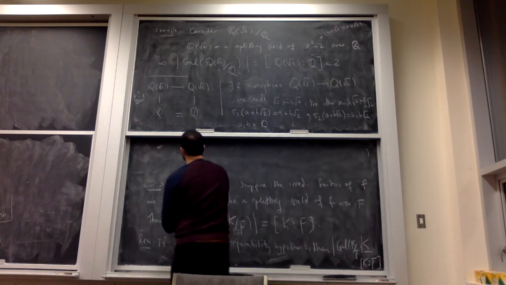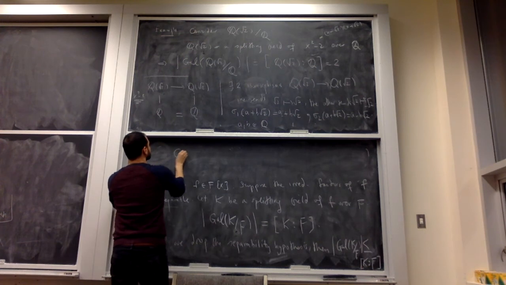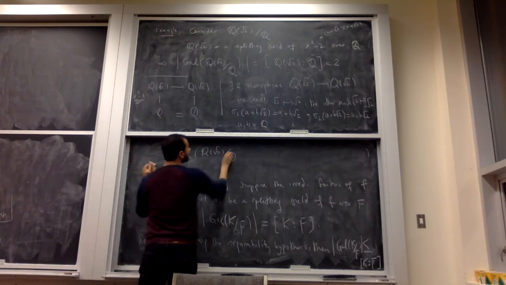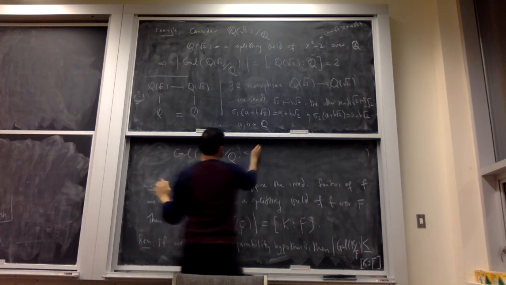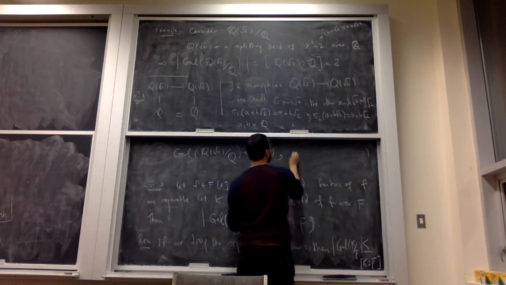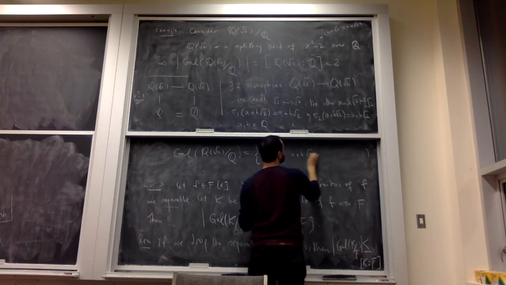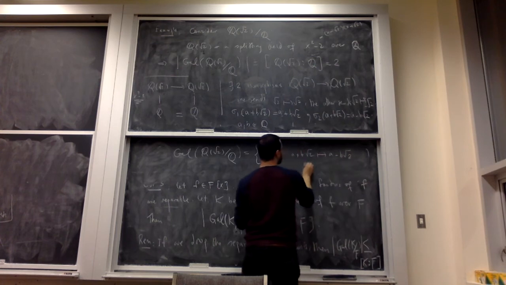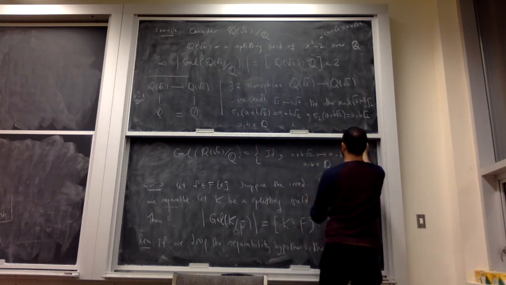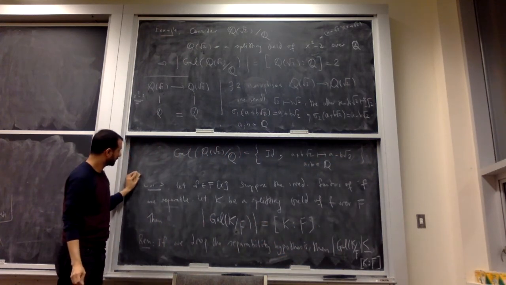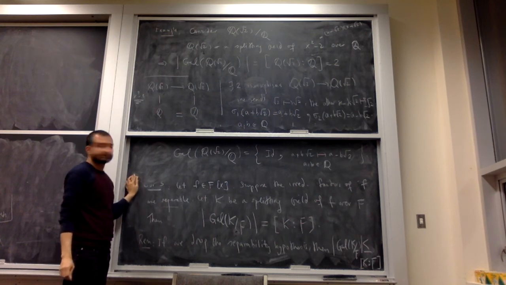So the Galois group of Q adjoint root 2 over Q has two elements, one being the identity, the other one being the map that sends A plus B root 2 to A minus B root 2. Here A and B are rational numbers. Okay? Very good.